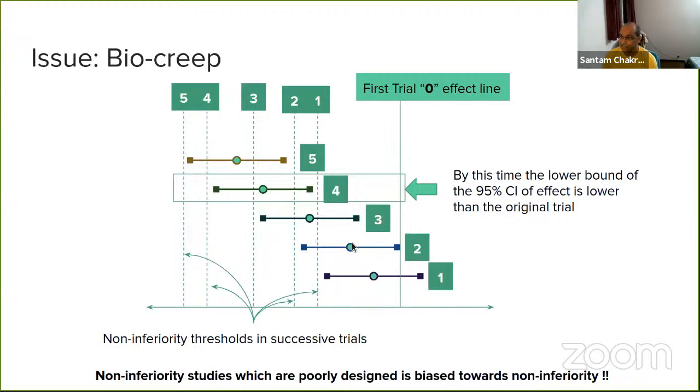Again, this intervention is non-inferior to the first intervention. The second intervention now becomes the control. Another non-inferiority trial is done. And this is the third one. Now you can see that it has actually moved away so much that the effect estimate is beyond the line of non-inferiority. And by the fourth setting, the lower bound of the 95% confidence interval of the effect is lower than that of the original trial.